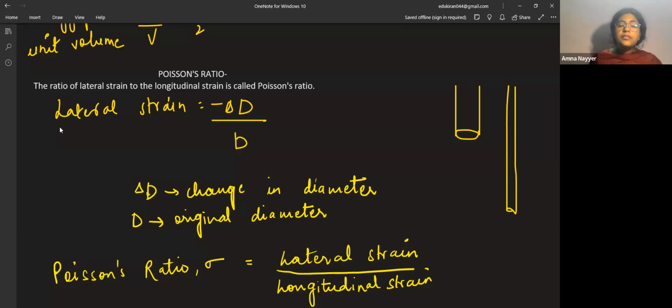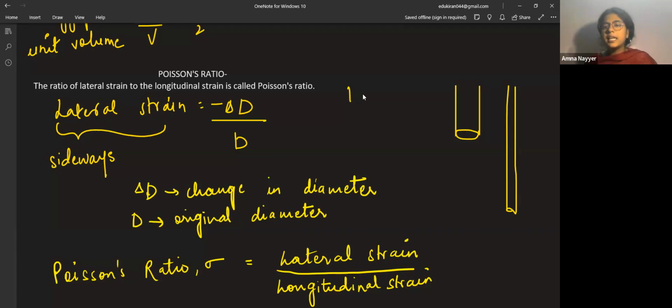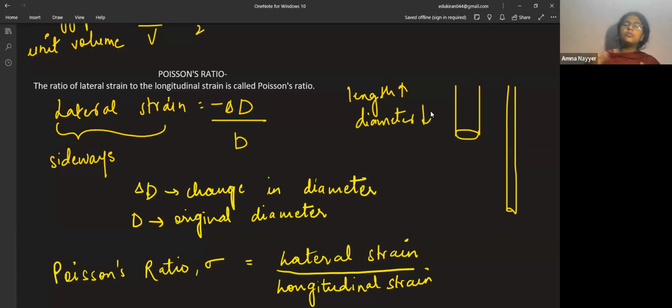And why is the term lateral mentioned? Because this occurs laterally, that is, always sideways. Mainly, when the length increases, the diameter decreases. Why? This happens in order to let the volume remain conserved. Volume remains conserved over here. That's why this is done.